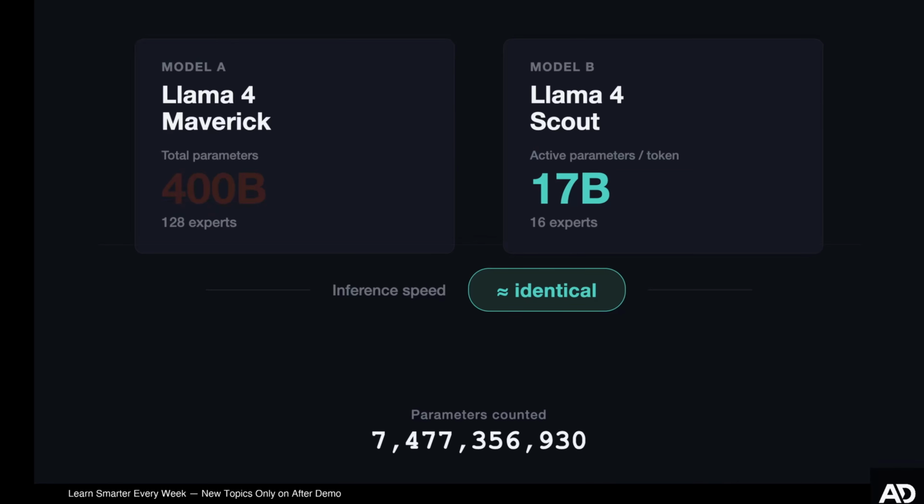400 billion parameters. Scout, 17 billion, same speed. The number everyone uses to judge models is not the number that matters. This video, which number does what?